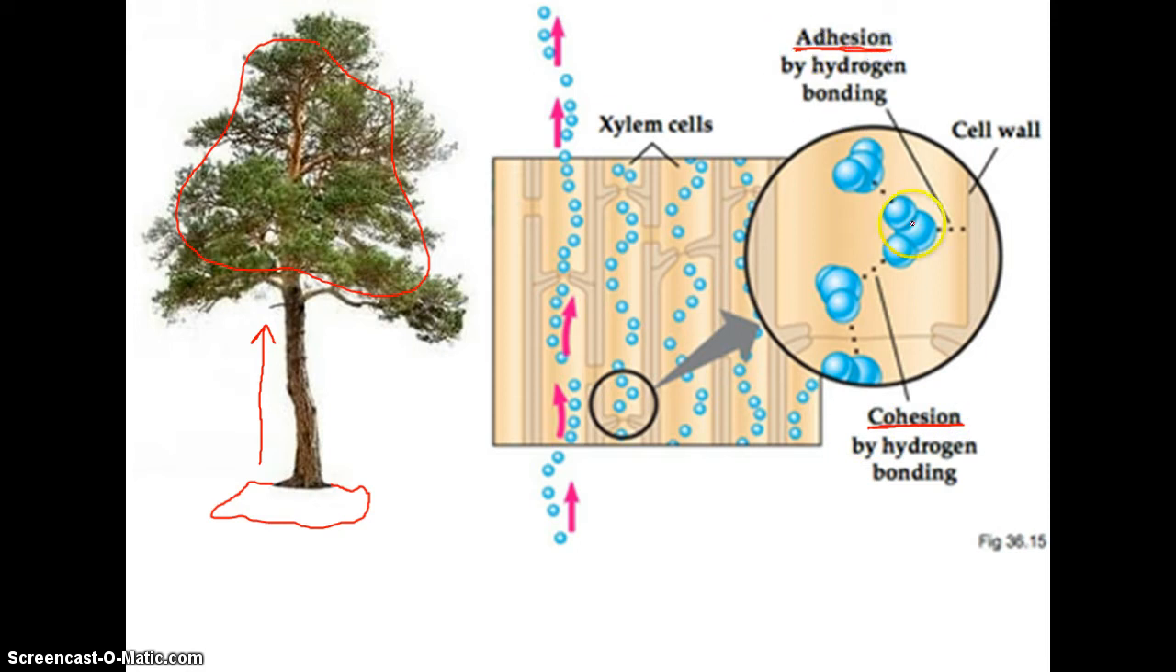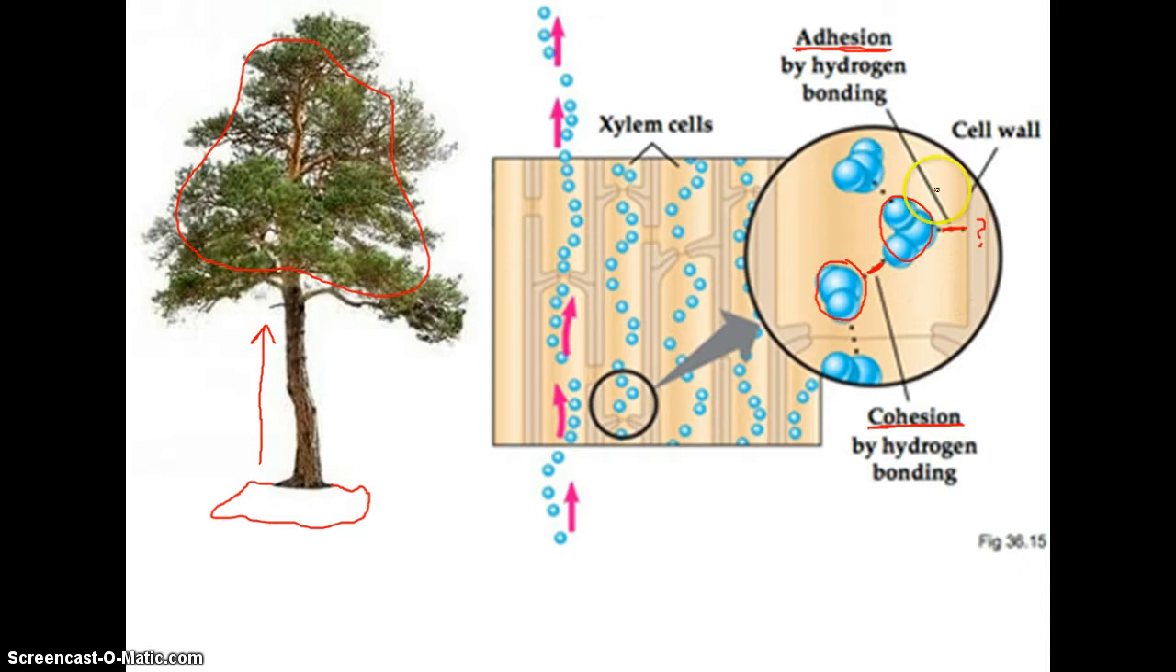Okay? Cohesion is when one water molecule forms, and here's the hydrogen bond, to another water molecule. So that's water to water, bonding with hydrogen bonds. Adhesion is when a water molecule forms a hydrogen bond to something else. Okay, that's not a water molecule over here. It's something else. So cohesion is water bonding to water with hydrogen bonds. Adhesion is water bonding to something else with hydrogen bonds.